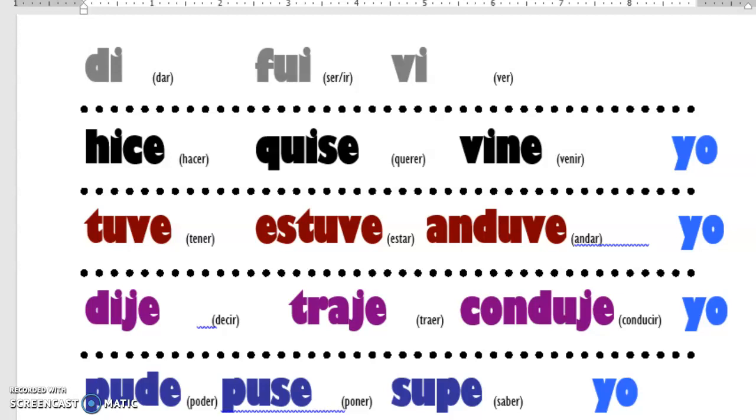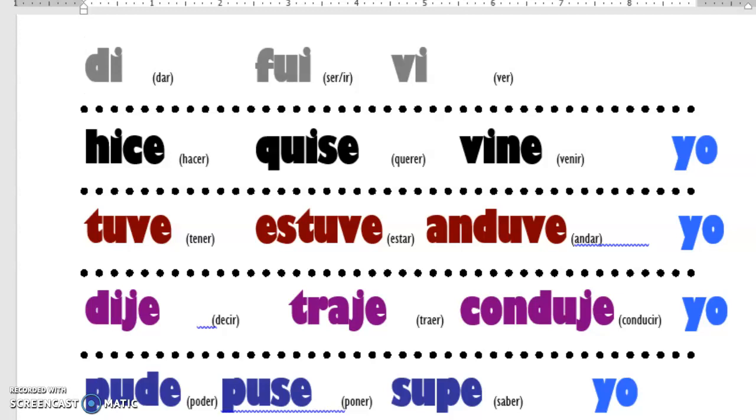And if you get them out of order, so if you say di, fui, vi, tuve, estuve, anduve yo, that's all right. Or if you say tuve, anduve, estuve, you get the 3 words out of order. That's okay too. But if you memorize these in the groups of 3, you should be able to get the rest of the conjugation down.